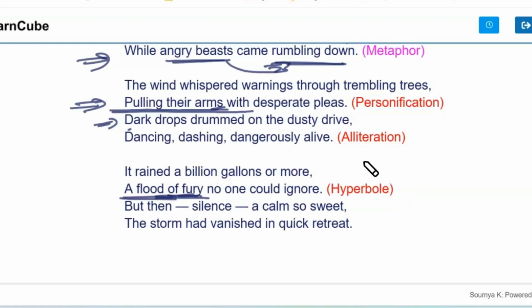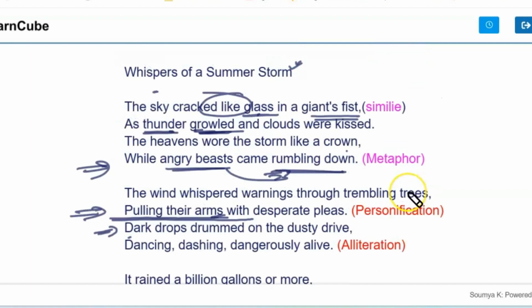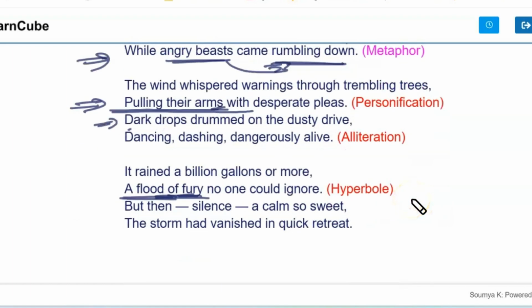Okay, so these are the 5 types of literary devices that we have seen in a poem. Hope this was clear to you.